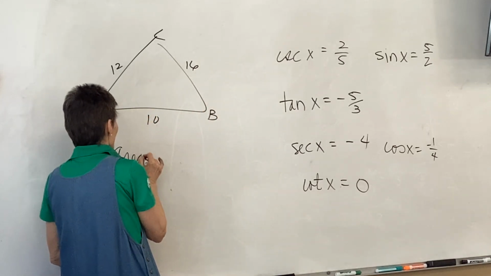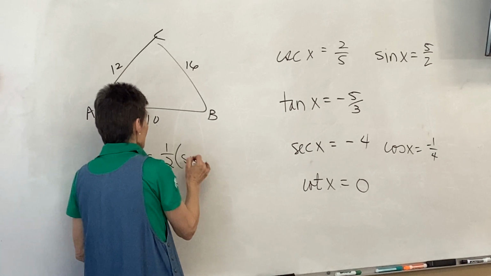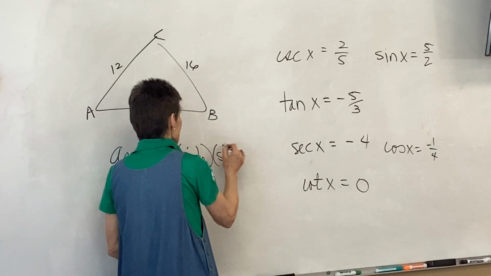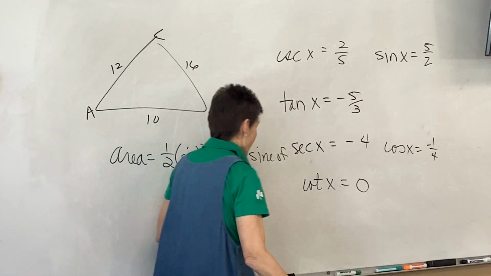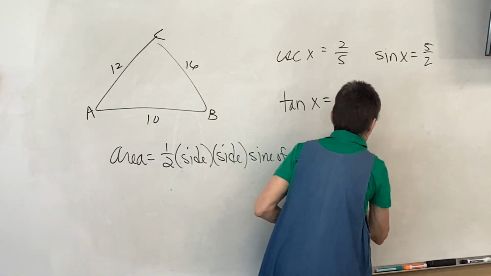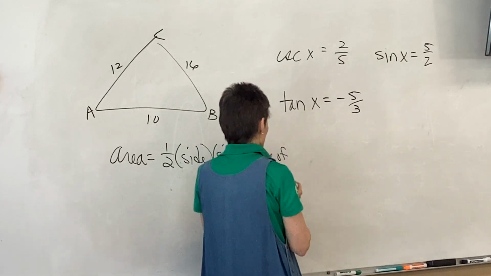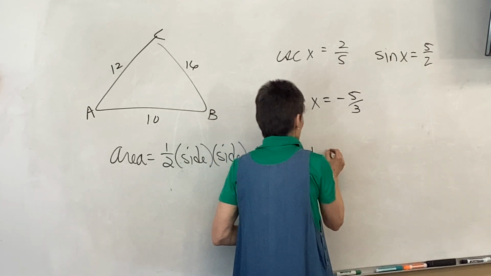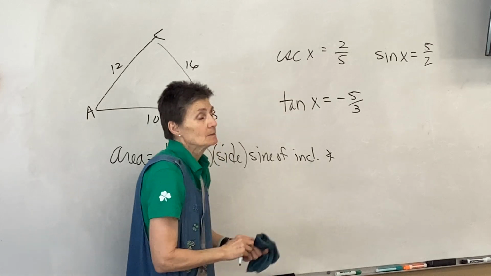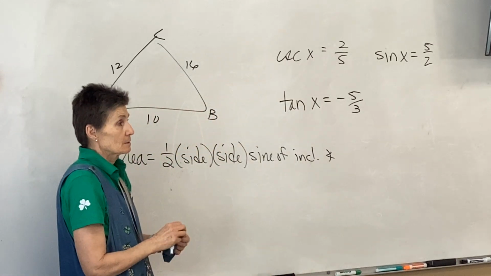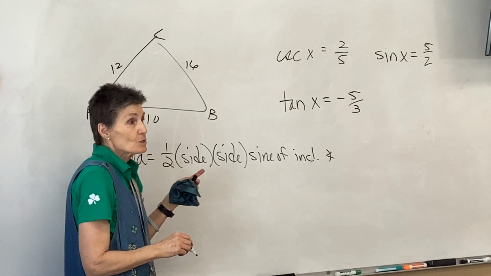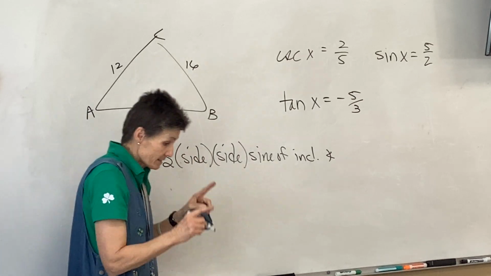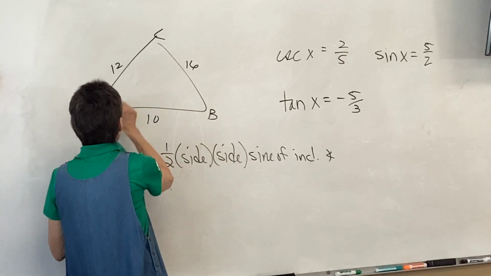do 1/2 side, sine of included angle, we were missing something. What were we missing? An angle. We don't have any angles up there. So, you guys decided that you were going to find angle A.